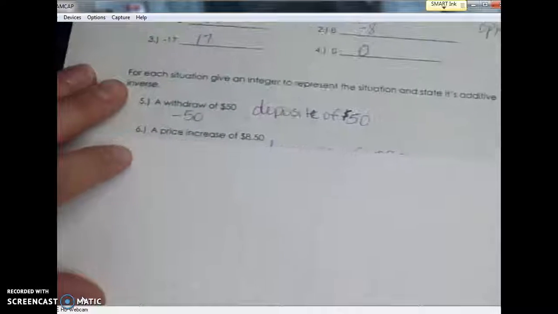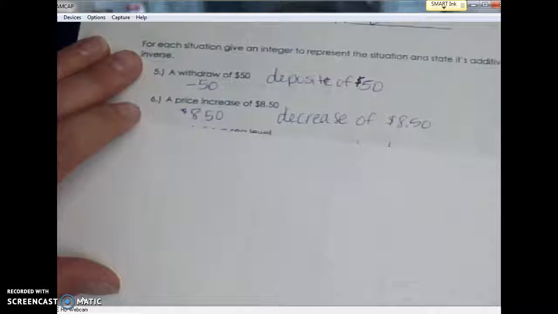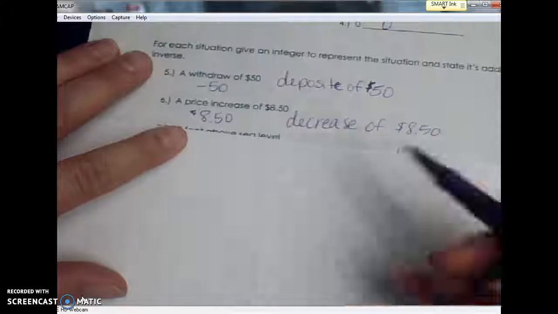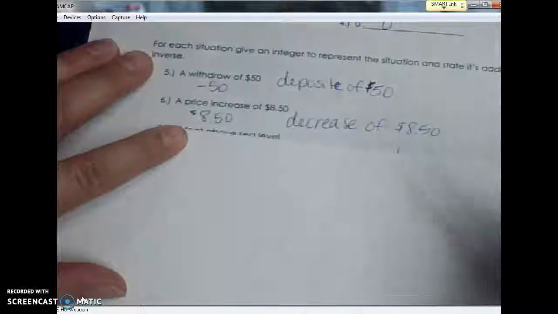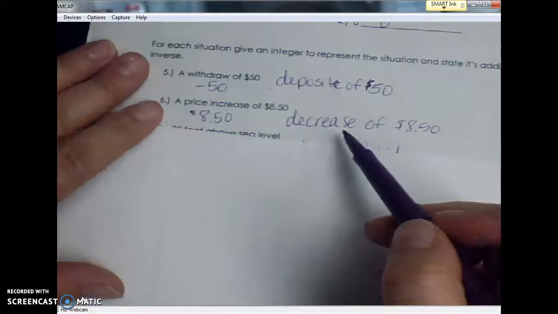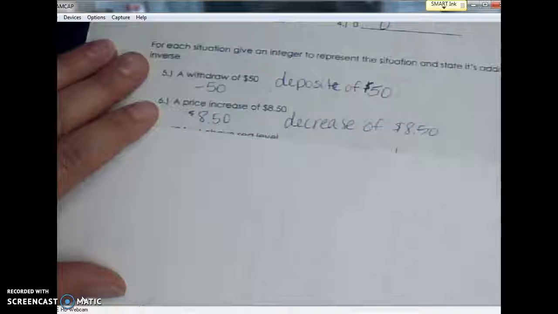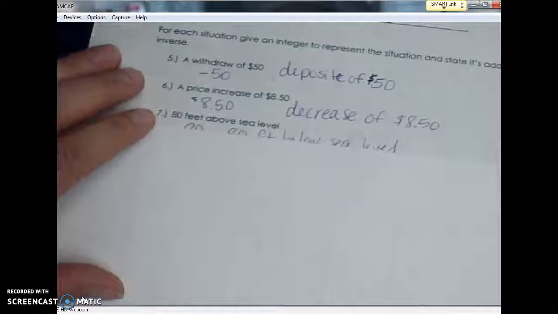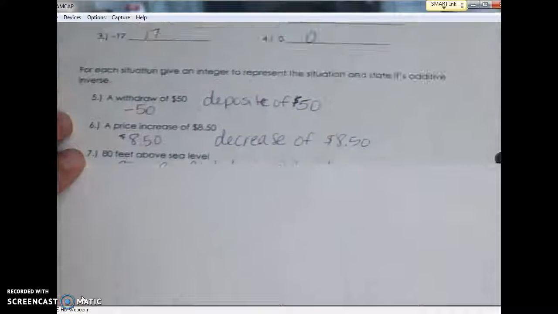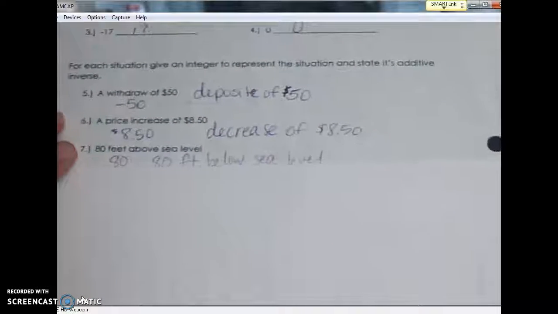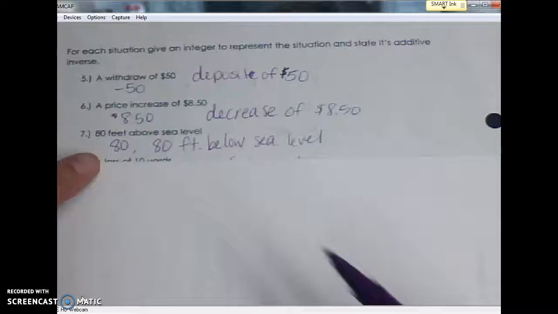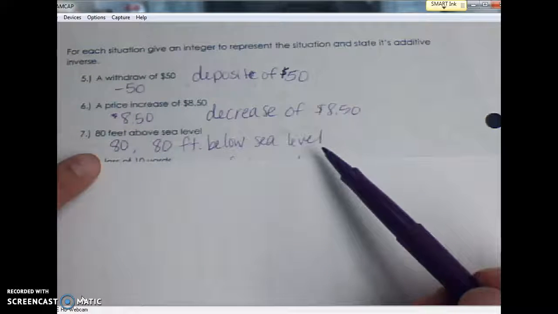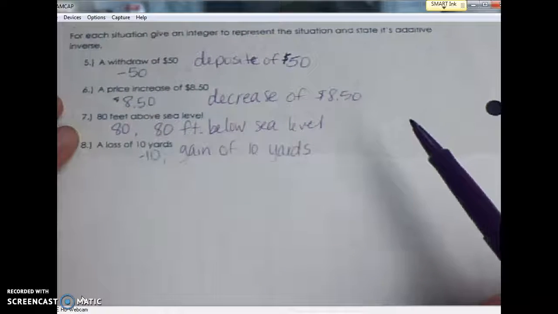A price increase of $8.50. To represent that, it would be $8.50. It's positive. The additive inverse to that would be a decrease of $8.50. It would take it back to where it started. 80 feet above sea level, 80, and 80 feet below sea level would be the additive inverse to that.